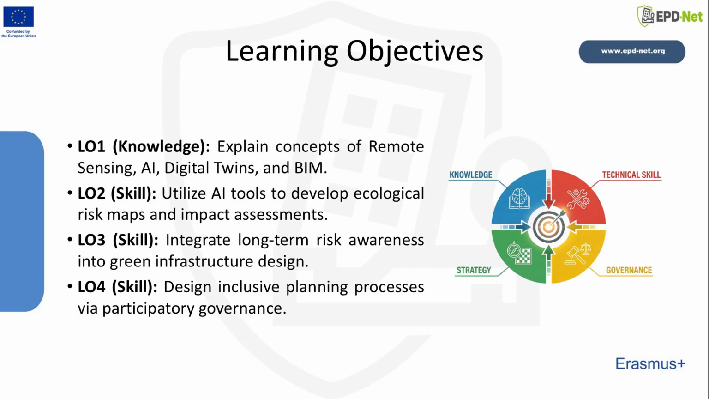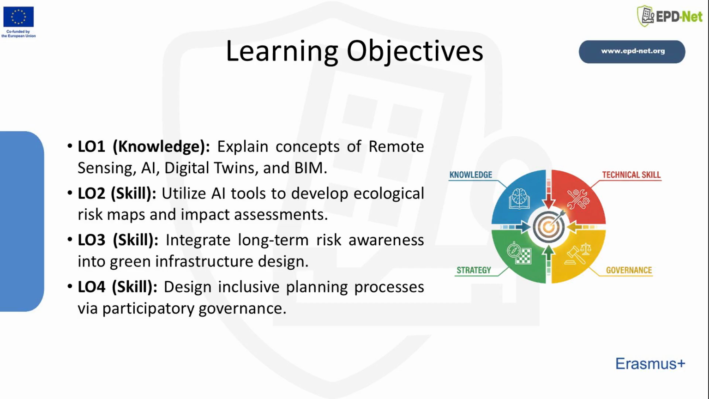By the end of this topic, you should be able to describe an end-to-end AI risk mapping workflow suitable for planning use. That includes selecting a hazard definition, collecting and documenting data sources, pre-processing, choosing a model type, validating results, and interpreting outputs as decision support. A second objective is tool literacy. You should know when cloud platforms like Google Earth Engine are the right choice and when a custom pipeline is justified.